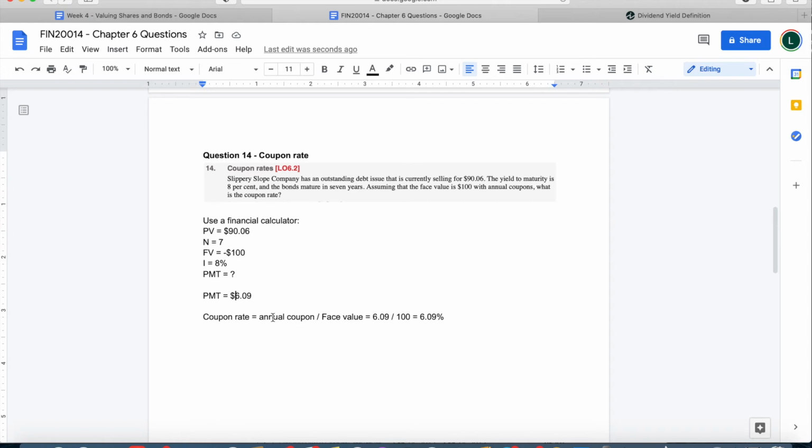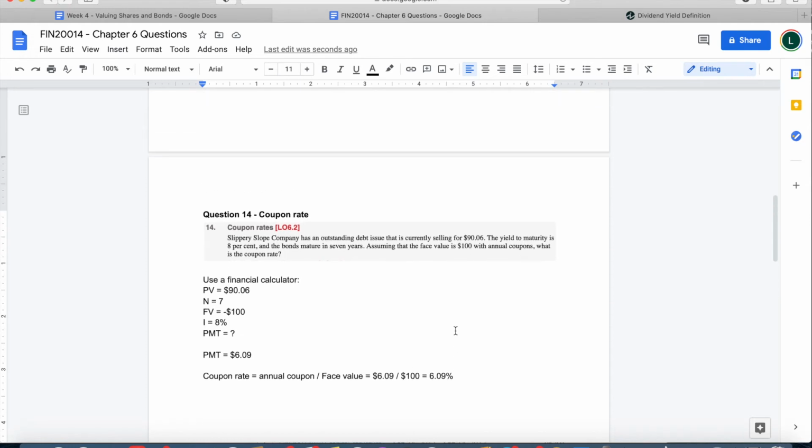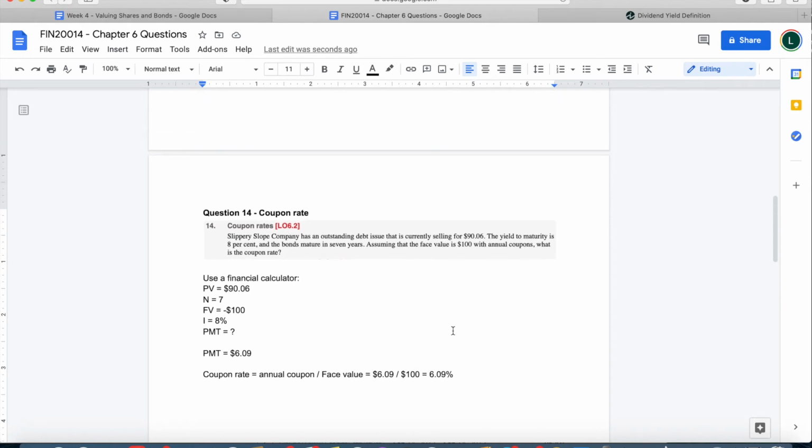So coupon rate, here we go. Here's our formula again. So what we do is we do $6.09 over 100, which equals our coupon rate of 6.09%. There we go. So that's how we calculate it all. So you can see we're using the one formula and we can interchange it all to calculate all the different nuances. So it's just important to understand how they all feed into each other.